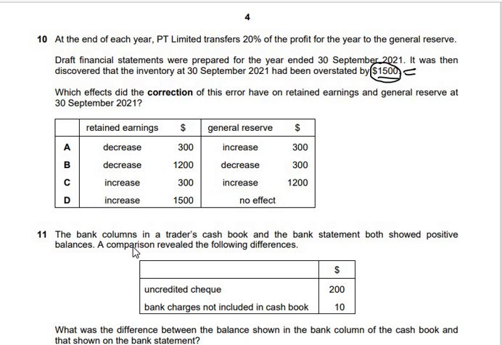So if 20% of the profit was transferred to the general reserve, that means 20% of 1,500. So 1,500 times 20 over 100 is 300. So 300 is what is supposed to be decreased from general reserve because it was overstated. So here we are, it's between A and B. And the rest of the money, that means the difference of 1,200, should actually remain in the retained earnings, which means 1,200 plus 300 is making 1,500. So the answer is B.